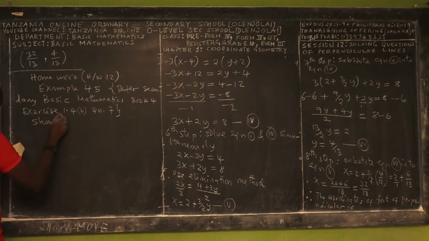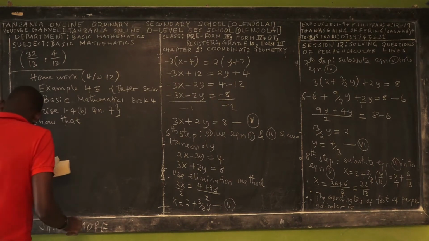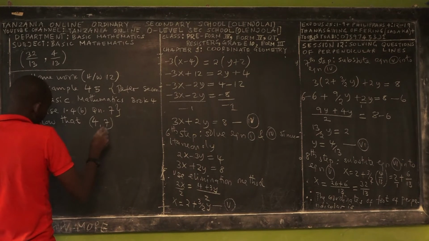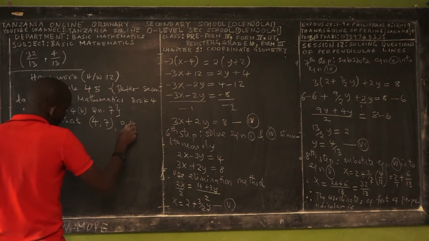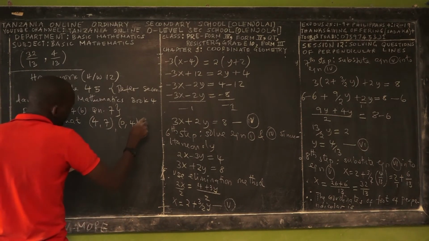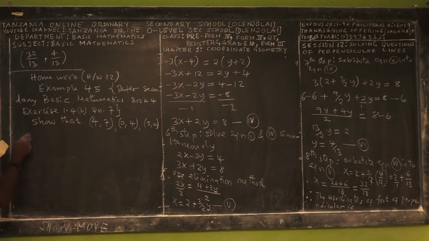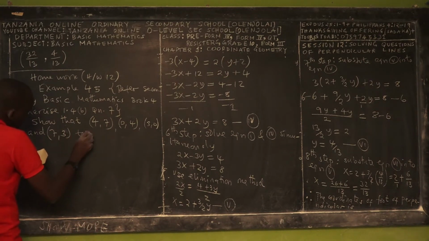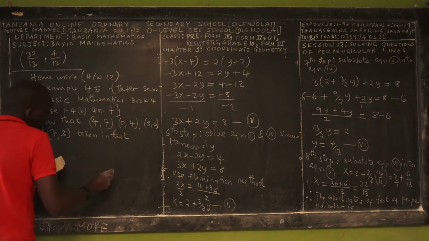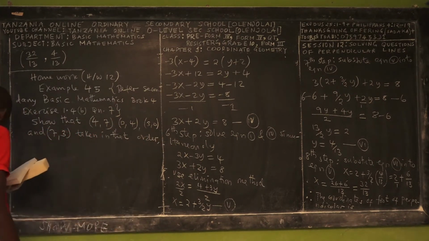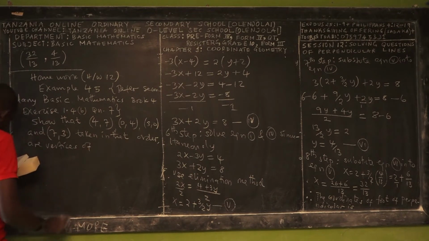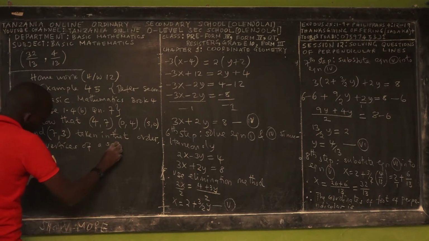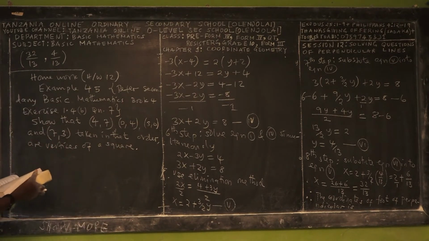And the question stated: show that (4,7), (0,4), (3,0) and (7,3), taken in that order, are the vertices of a square. That's example 45.